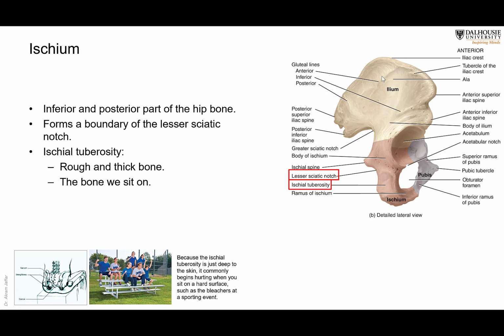The ischium is located posteriorly and inferiorly. It has a lesser sciatic notch, but more important, it has a big tuberosity, a very rough piece of bone. This is the bone that we sit on and that annoys us if we sit on hard surfaces. That's the ischial tuberosity, and it also provides for muscle attachment. The muscles of the back of the thigh, the hamstring muscles, are attached to it. We're going to deal with the hamstring muscles in the last lecture of this block.